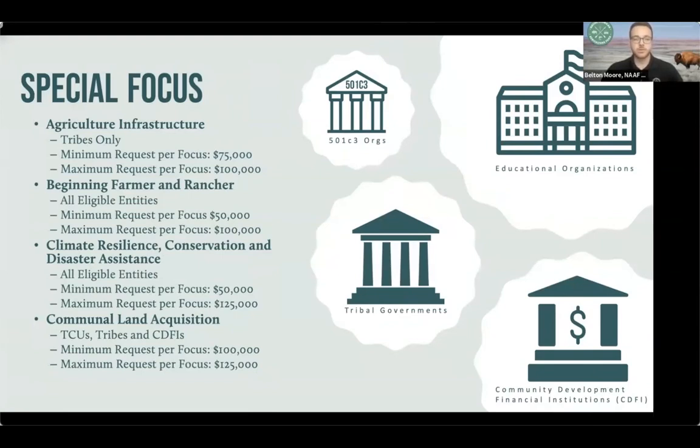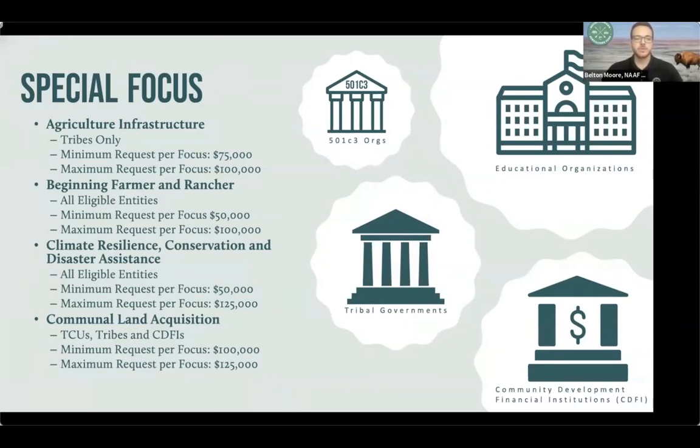For agriculture infrastructure, only tribes are eligible to apply for this focus area, and the minimum request is $75,000 and the maximum request is $100,000. For beginning farmer and rancher, any eligible entity can apply for this funding. The minimum request is $50,000 and the maximum is $100,000.